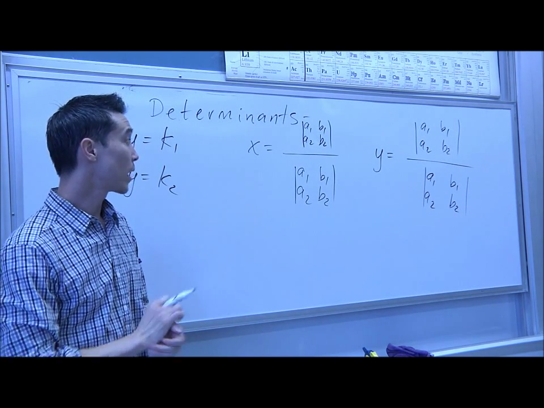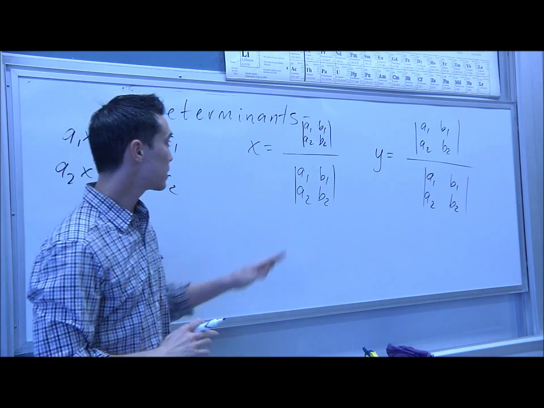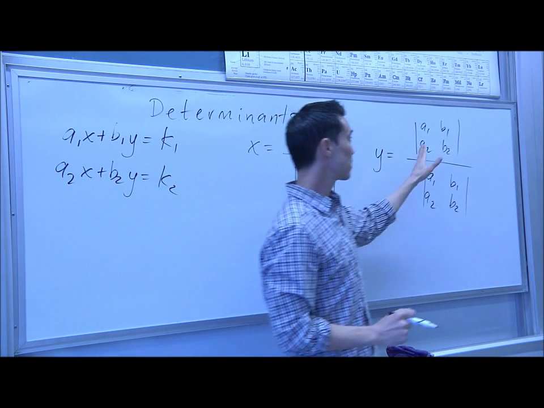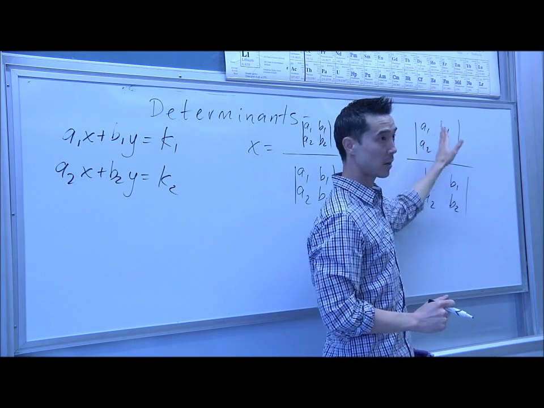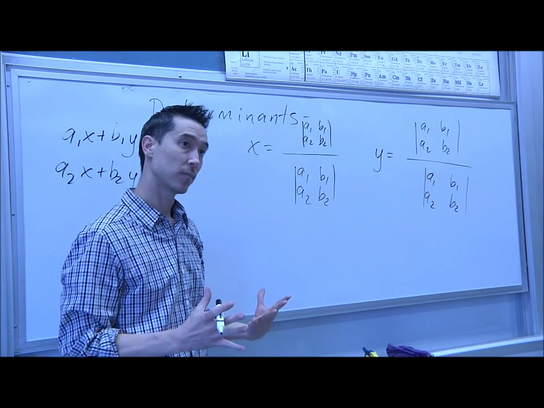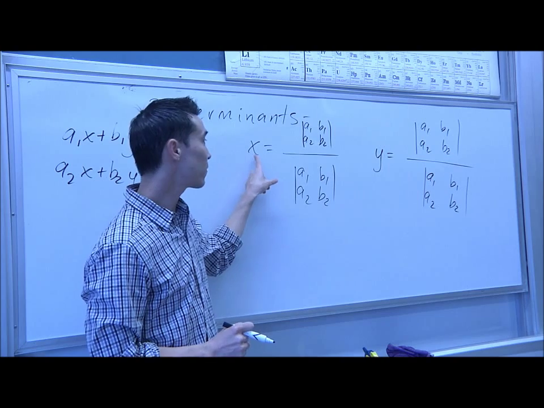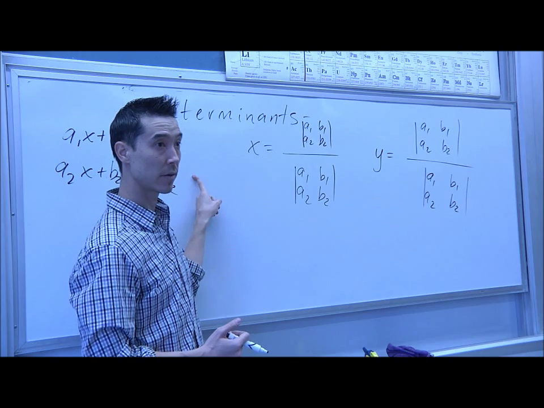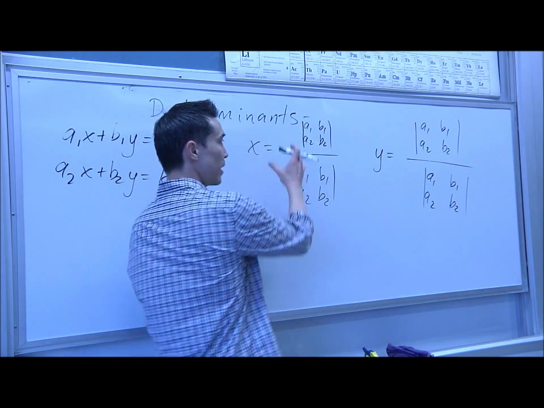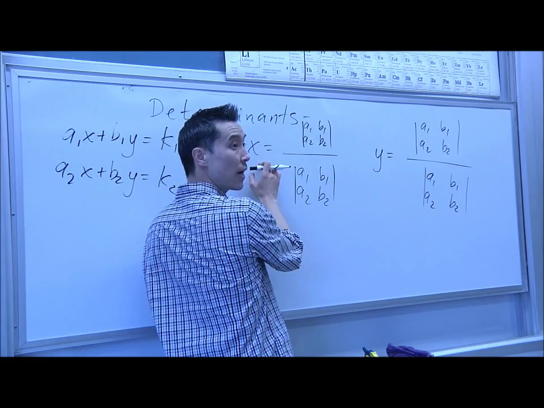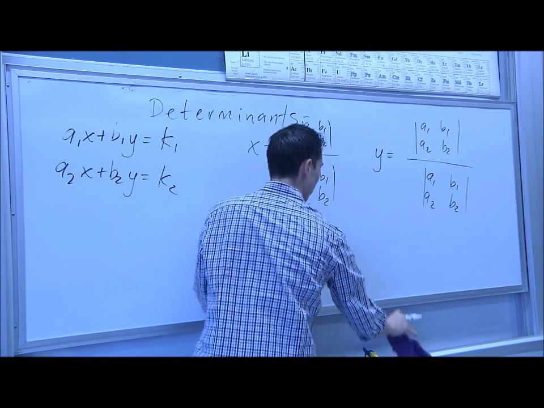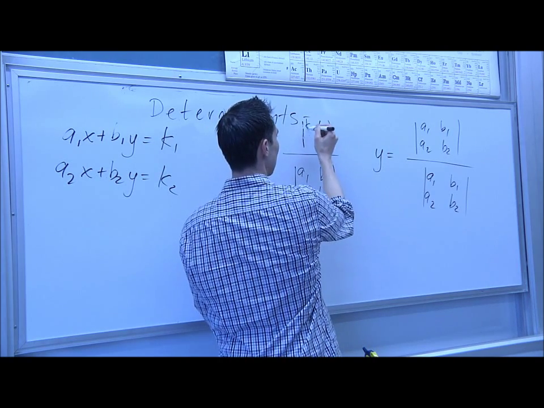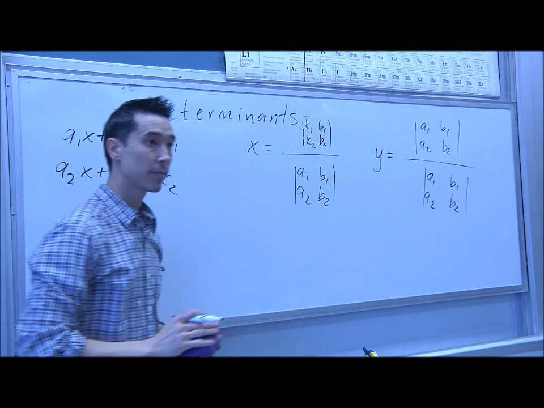What you're going to do, what I want you to actually write down, is think of the first column as the x column and the second column as the y column. Okay? Similarly over here, this is the x column and this is the y column. When you're actually solving it, what you need to do is replace whatever variable you're looking for, that column, with the K's. Okay? So here's what I want you to memorize. In this numerator here where I'm solving for x, I want to replace the x column. So instead of A1, A2, I'm going to put K1, K2. Okay? That's the formula.